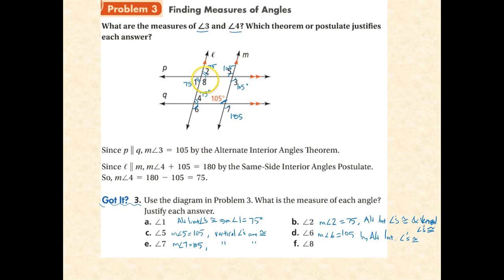And then measure of angle 8. We can say, look, 3 and 8 are corresponding. So that means that the measure of angle 8 is the same as measure of angle 3, which is 105 by corresponding angles are congruent when you have two parallel lines.